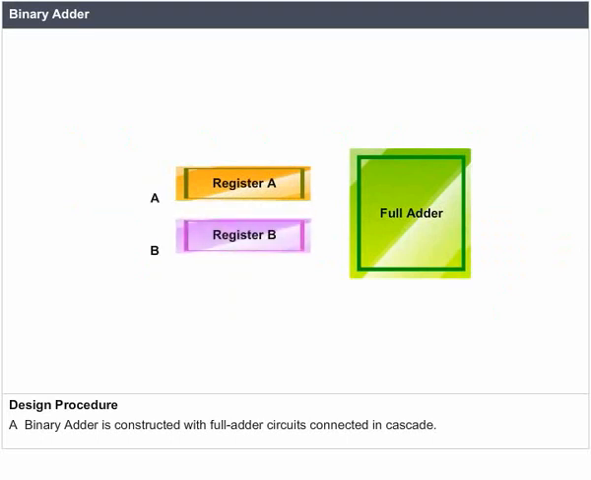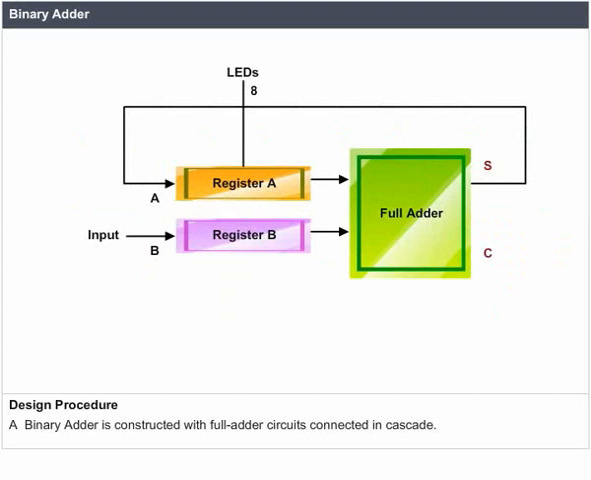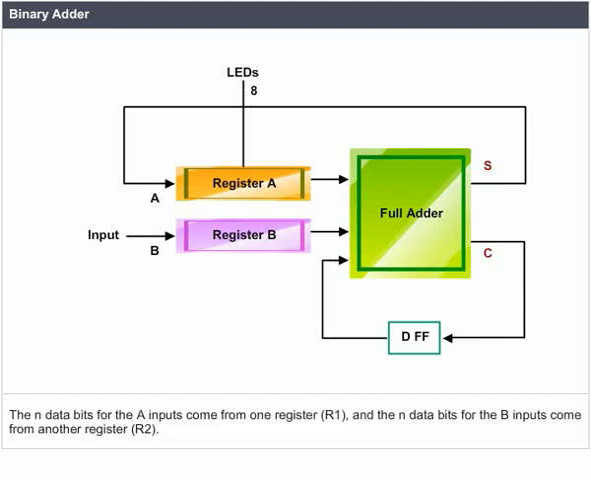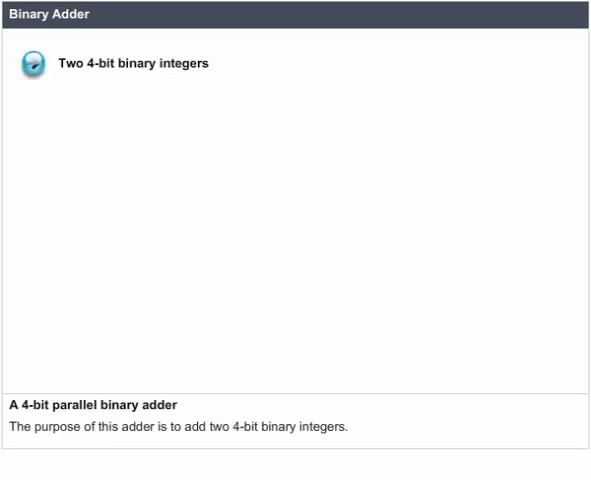Design procedure. A binary adder is constructed with full adder circuits connected in cascade. An n-bit binary adder requires n full adders. The n data bits for the A inputs come from one register R1 and the n data bits for the B inputs come from another register R2. The sum can be transferred to a third register or to one of the source registers R1 or R2, replacing its previous content.